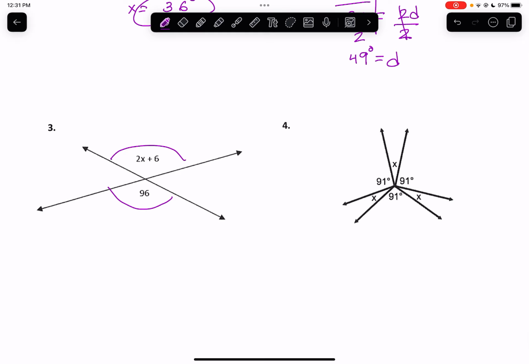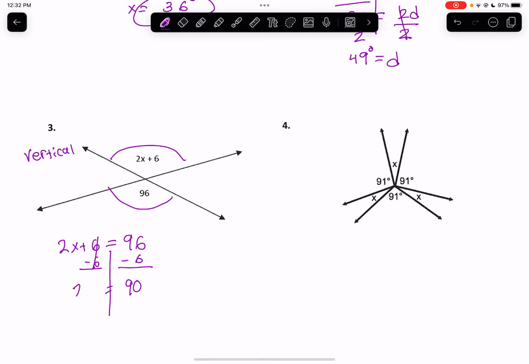Here, the relationship that I have is vertical, so I know that the angles are the same, they're congruent, so I'm going to set these two equal to each other. I have a two-step equation. First, get rid of the addition. So I get 2x is equal to 90. Divide by 2. I get x is equal to 45. They didn't specify what to solve for here, so I'm just going to leave it there. If you did want to find the value of any given angle using x, you would have to plug in.